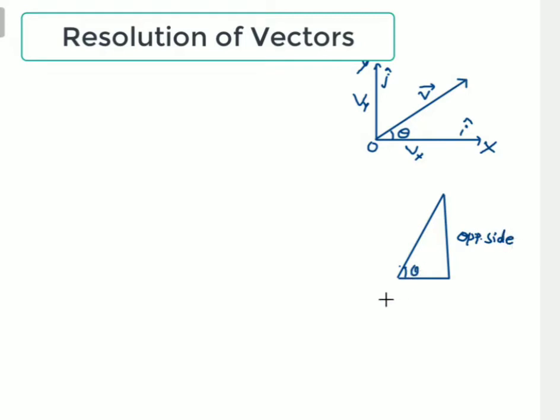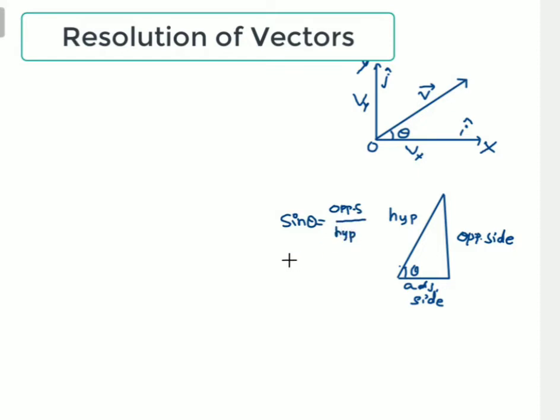Now theta, besides whatever is there, that is our adjacent side. And this is our hypotenuse, right? Now from this we will be using some basic formulas like sin theta. Sin theta formula is opposite side by hypotenuse.